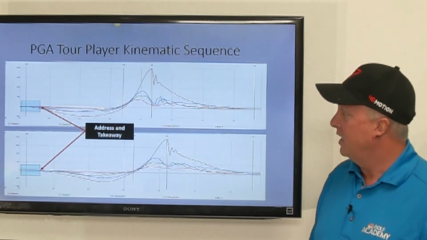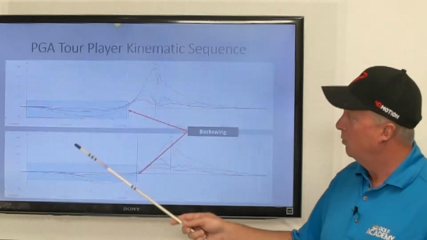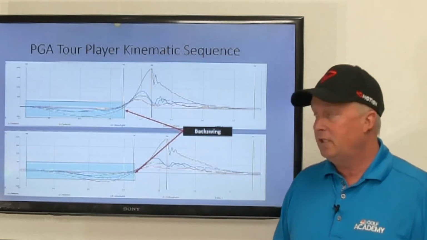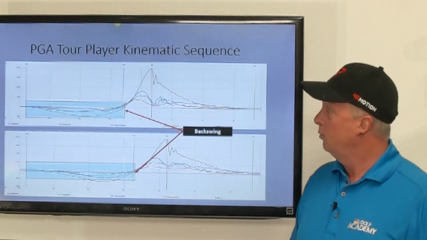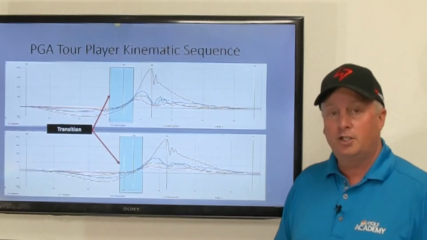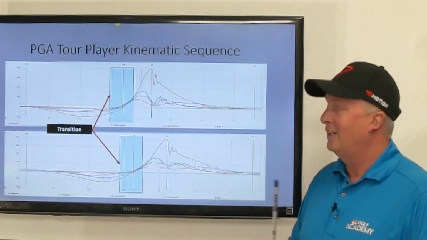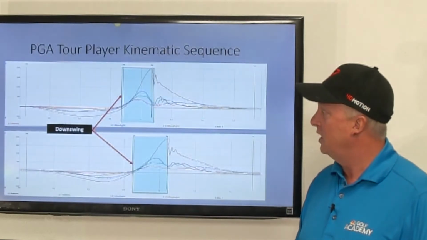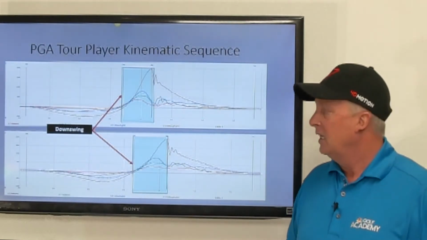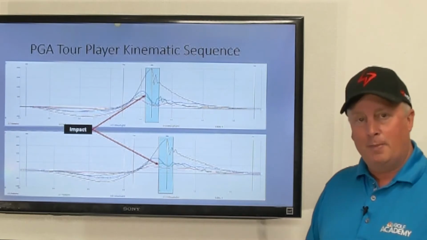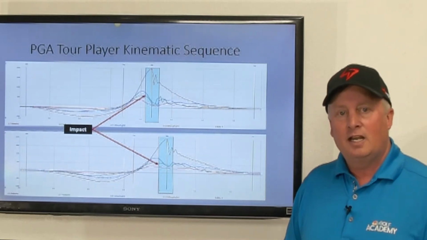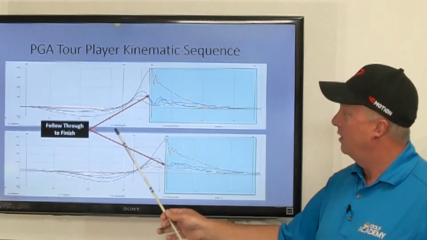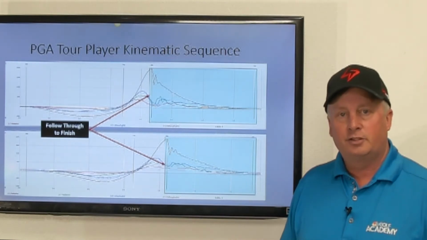So address and takeaway is what we'll look at first. Then we'll move into the backswing and take a good look at that. And then we'll move into the transition. We'll move then into the downswing. And then from there, we'll move into impact and look at that. And then finally, we'll look at the follow through to the finish.